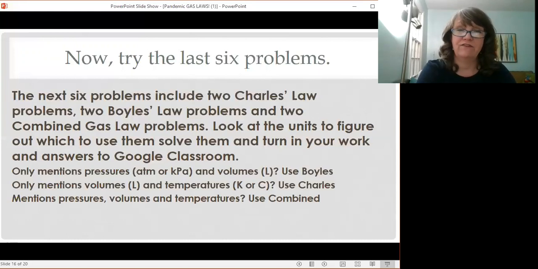And then finally, if it has all 3, pressure, volume, and temperature, obviously that's going to be the one we did today, combined. So my recommendation is that you first figure out which gas law to use, and then you set it up and plug it in. Remember, you have a week to do this, but you obviously don't want to take that full week unless you need it.